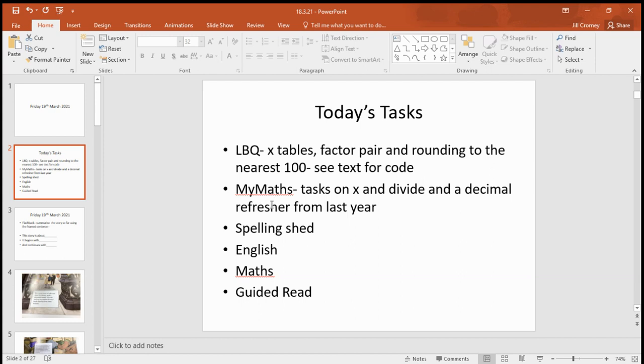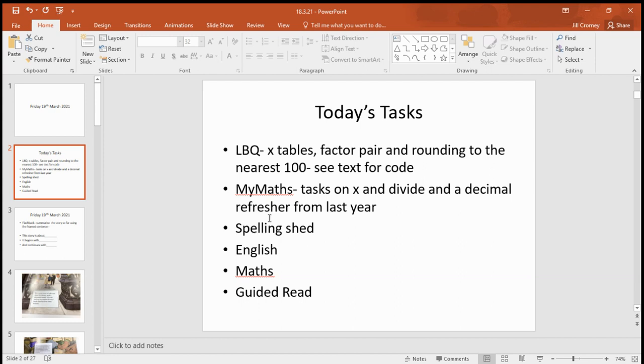Now, My Maths is really good because along with the questions are some little help pages that go with each question. So if you're stuck, you can click on a help button and there'll be some guidance for you to go through, so you won't need to struggle.